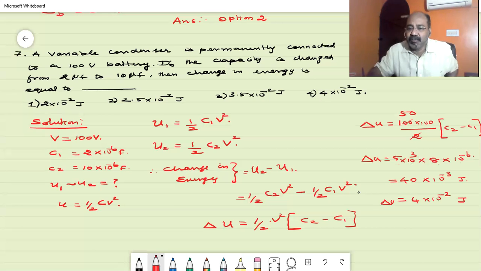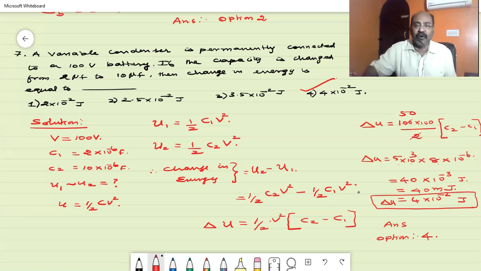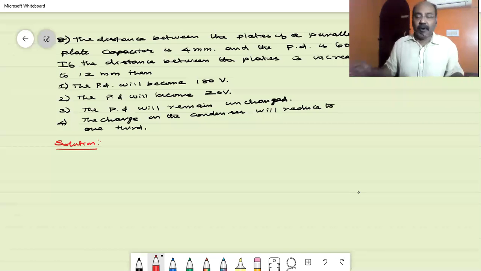So change in potential energy is equal to 4 into 10 power minus 2 joule, or this may be written as 40 millijoule. Like this also the answer may be given, but here the answer is given in terms of 10 power minus 2. So the fourth one is the answer. I can write the answer is option number 4. Option number 4 is taken to be the answer for this question. See problem number 8.